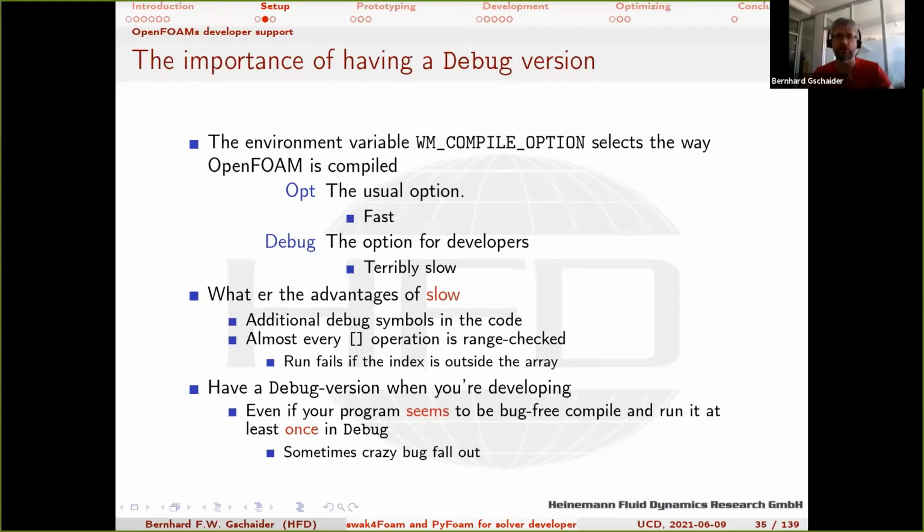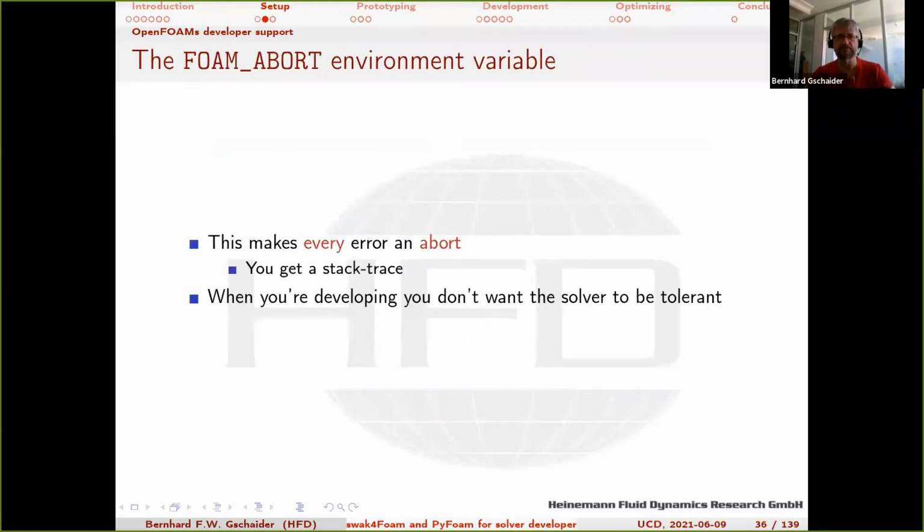So the debug version helps you very much. I think for 80% of all the bugs you can make in OpenFOAM, the debug version will tell you about them. And even if you say, okay, I'm such a good developer, all my programs are bug-free, my advice is to always have a debug version, and before you release your program to anybody else, compile it in the debug version and run it there. You'll be surprised how often you find a bug that you didn't think about.